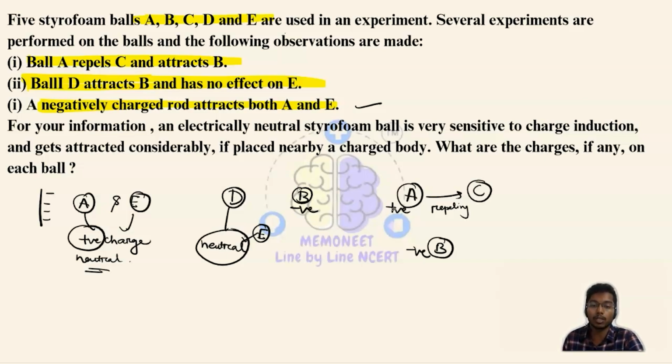And what about C? C is repelling. When A and C are kept closer, it repels, so it is positive charge. So we have A positive charge, C positive charge, B negative charge, then D neutral, and E also neutral.